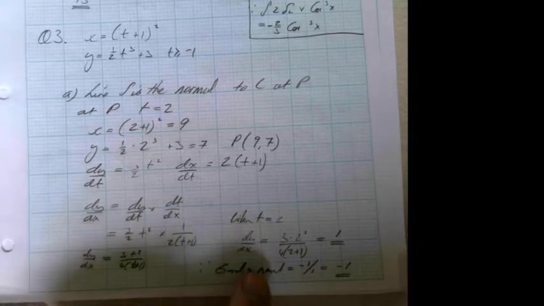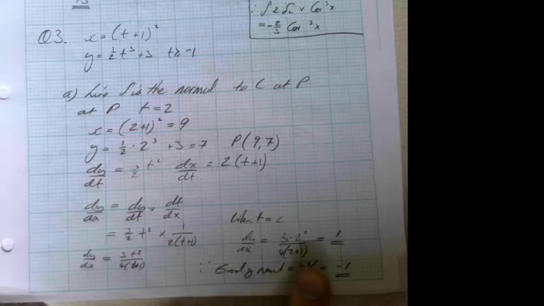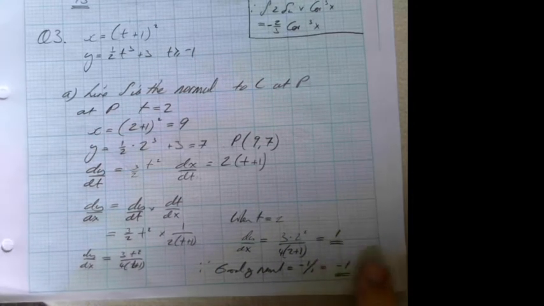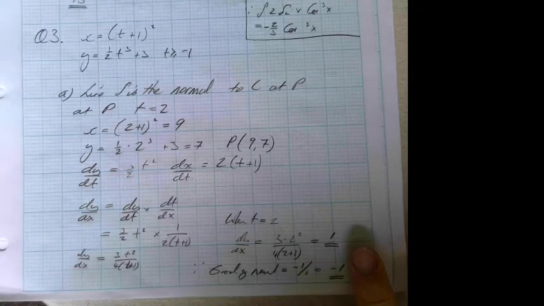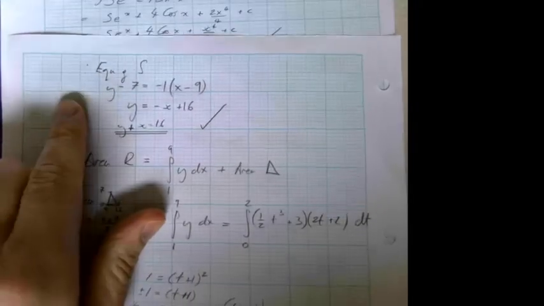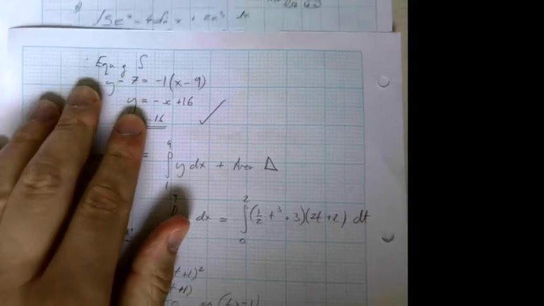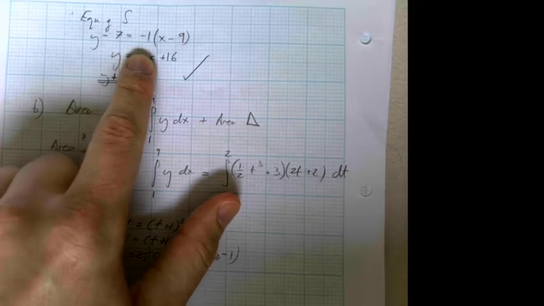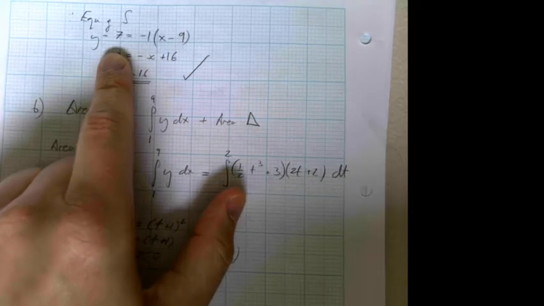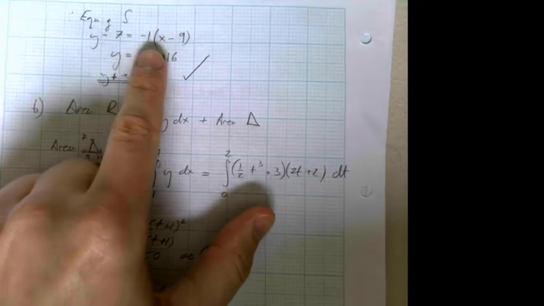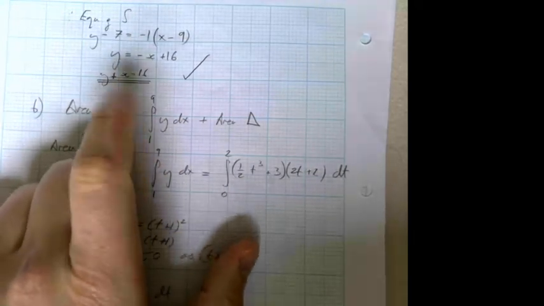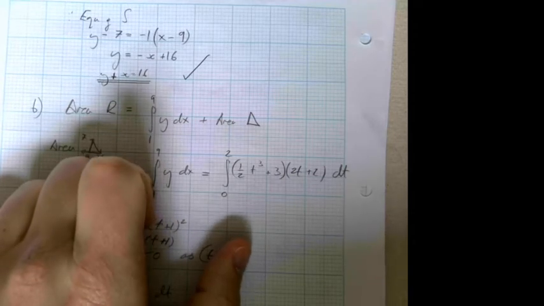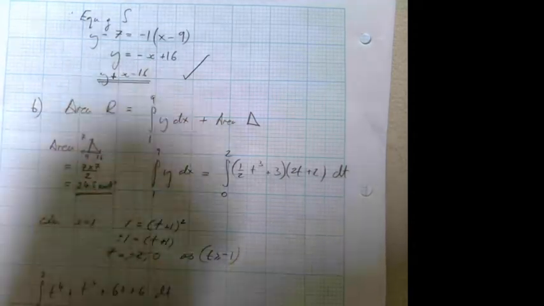Substituting t equals 2 into that, I can find the gradient at that point, and beautifully it just works out as 1. So the gradient at that point is 1, and so the gradient of the normal must be negative 1. All you need to do at the end of all this, to find the equation of your normal, is to do y minus y1 equals m(x minus x1). You know the y coordinate was 7, the x coordinate was 9, and the gradient of the normal is negative 1, and you get y minus 7 equals negative (x minus 9), so y is equal to negative x plus 16, or y plus x equals 16.